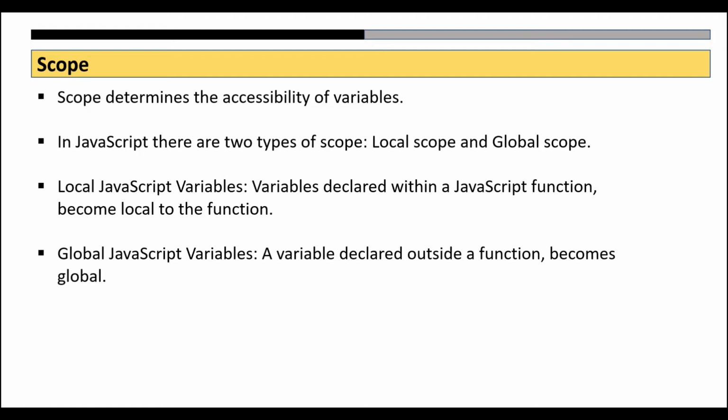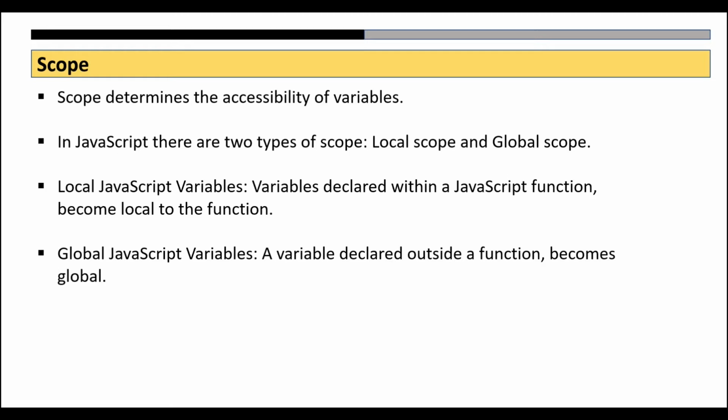So in JavaScript, there are two types of scope, local scope and global scope. Local JavaScript variables are the variables which are declared within the JavaScript function, which become local to the function. They can be accessed inside the function only, and they are created when a function is called, and deleted from the memory when the function stops executing. And global JavaScript variables are the variables which are declared outside a function. So they become global. Globally declared variables are going to be there till your page is discarded, and they can be accessed anywhere throughout the document.